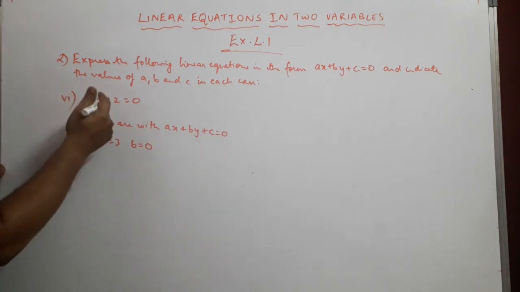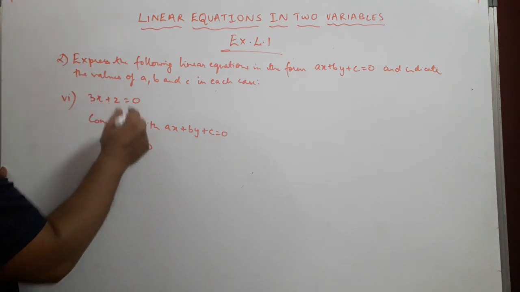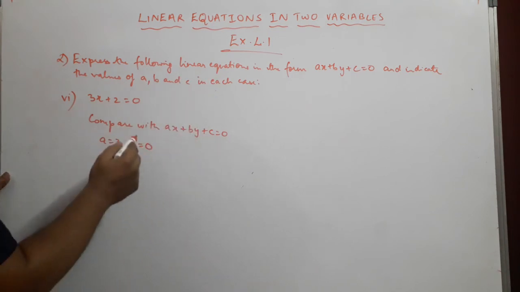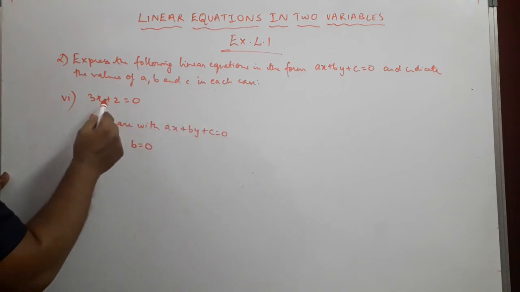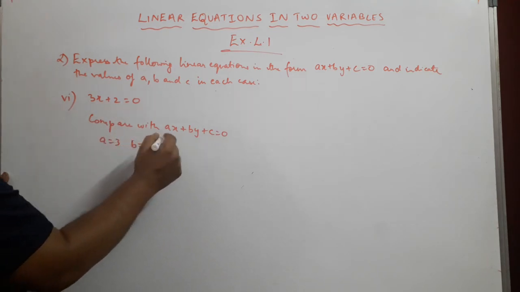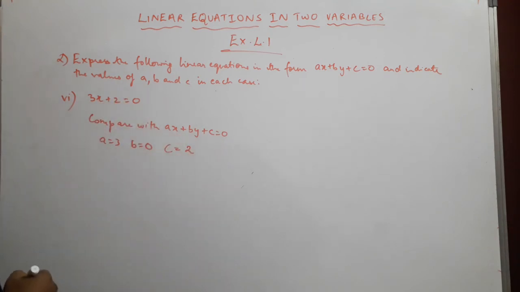This is actually a linear equation in one variable. But over here, since we are solving the problem under linear equation in two variables, we can safely assume that y was there, but the coefficient of y was 0. So we will take b equal to 0, and the constant of course is positive 2. Okay, so we get the values of a, b and c in this case as well.